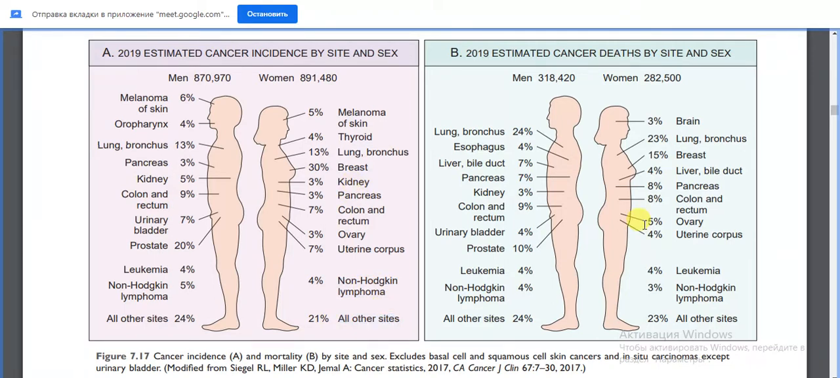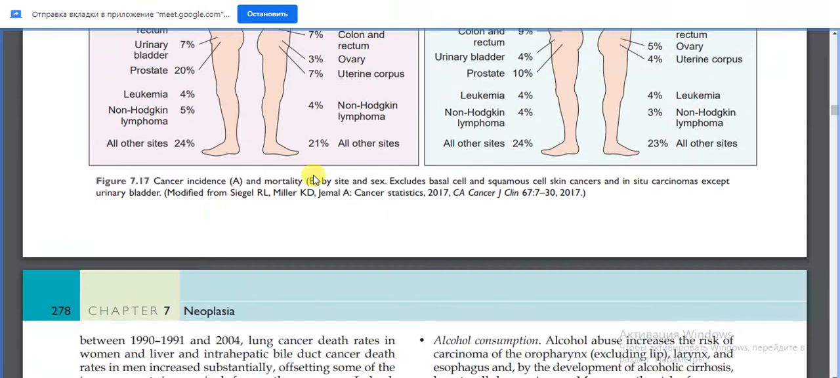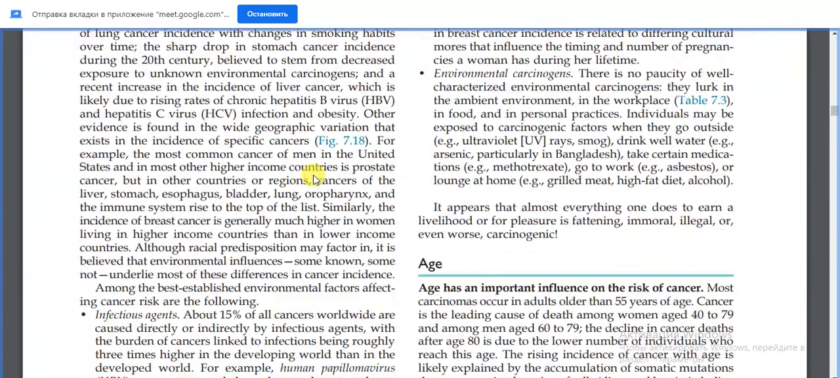What I can say to you, about oropharynx: why in females we don't have oropharynx cancer, but in males we have? Answer this question for yourself, or we'll discuss it in practice class. Then I want to show you another statistic.